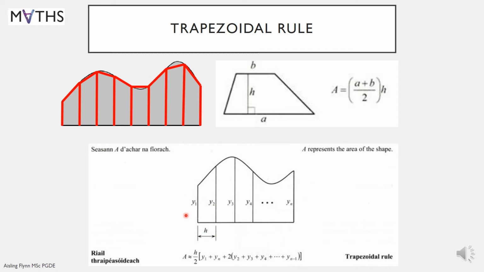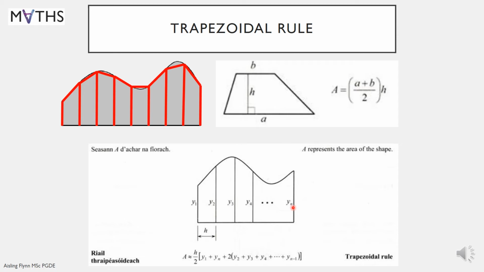Y1 refers to the first base there, which is on the outside, and that one's only going to be used once. Yn refers to the last one. So if you have 7 bases, there would be Y7. If you have 9 bases, it would be Y9. N just refers to the last one.